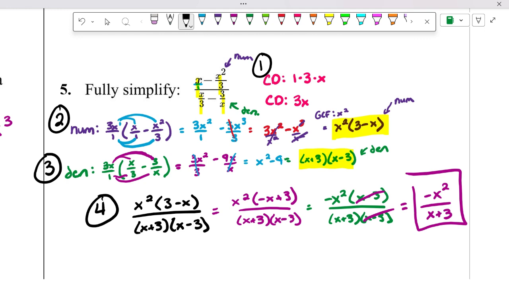Don't distribute. Just write it as 2x cubed times x plus 1, because you'll be able to see where it crosses.